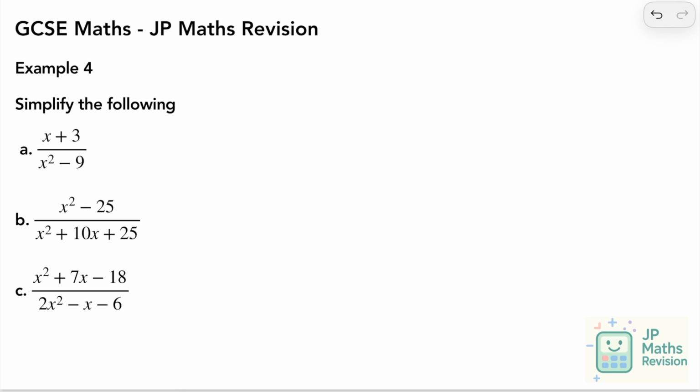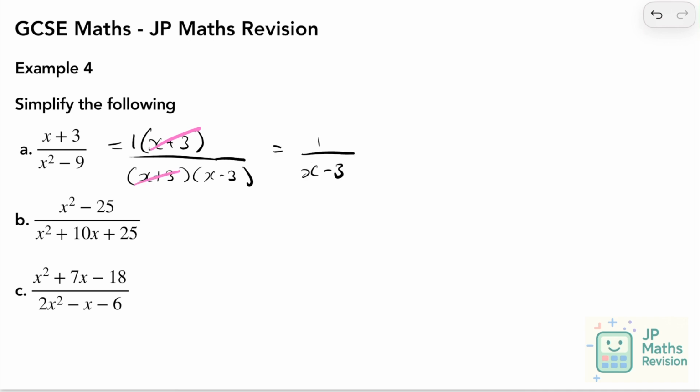Here's another example. So these are harder examples. So this one here, we have x plus 3 over x squared minus 9. So the denominator we can write as the difference of two squares. So we can write this as x plus 3 over x plus 3, x minus 3. Again, if we imagine there is an imaginary 1 here, I can then cancel out the x plus 3 and the x plus 3, and I'm left with 1 over x minus 3.